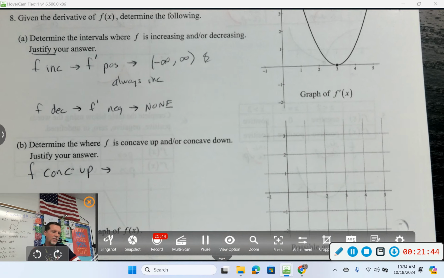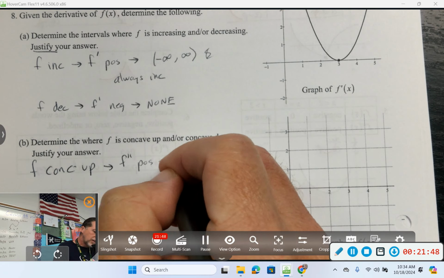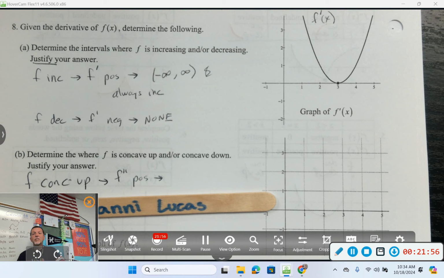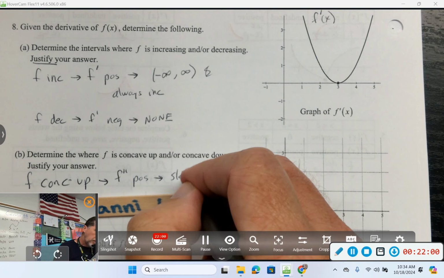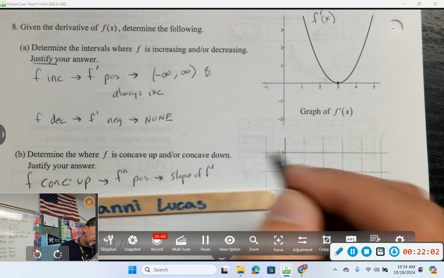F is concave up when f double prime is positive. But Danny, what am I looking for if I want f double prime to be positive? Slope of what? Slope of f prime. And so, Danny, where is the slope of f prime positive? Good. 3 to infinity.